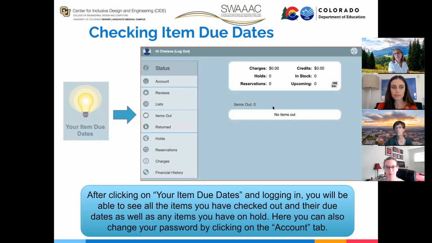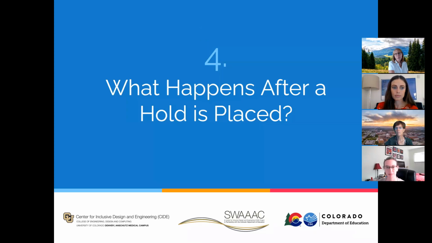Under no items out, if you had items checked out, they would list out down below and include the due dates. So it's a great way to go in and very quickly see what you have checked out and when they're due back. Okay, so I'm going to turn it back over to Paige.